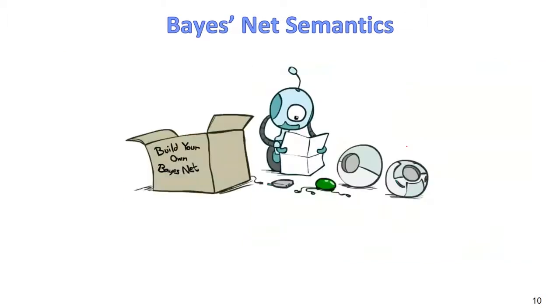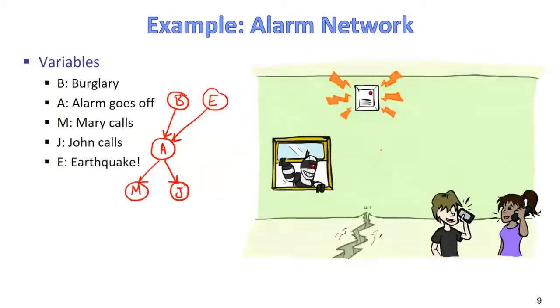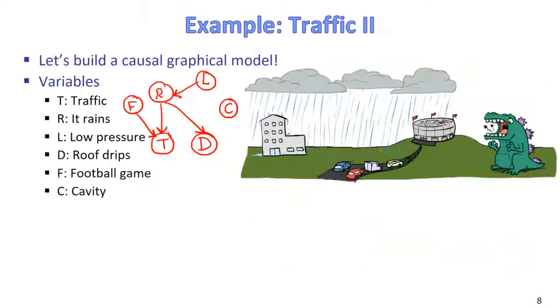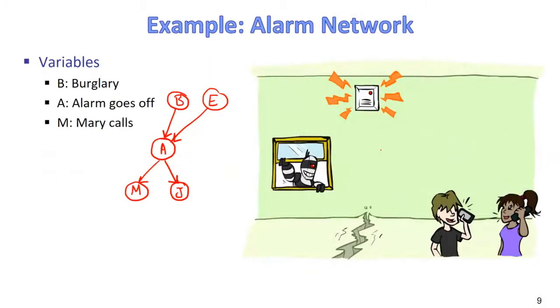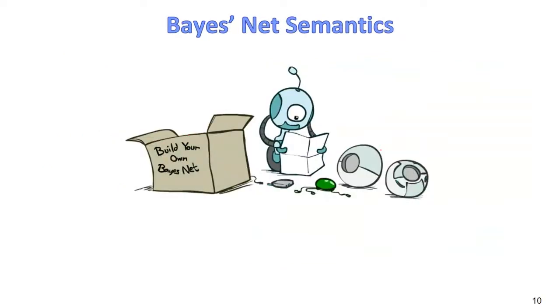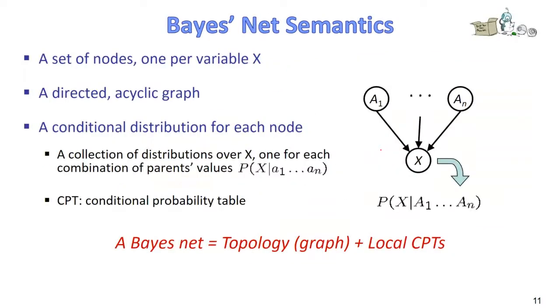Okay, so let's continue and let's see what the semantics are. So we saw the structure. We saw a couple of examples from the traffic and from the alarm network of the structure of the model. Now let's talk about semantics, the meanings. We said that we have a set of nodes, one for each variable. The Bayes net is actually a graph, and more specifically, it is an acyclic graph. What do we mean by acyclic graph? We don't have cycles.